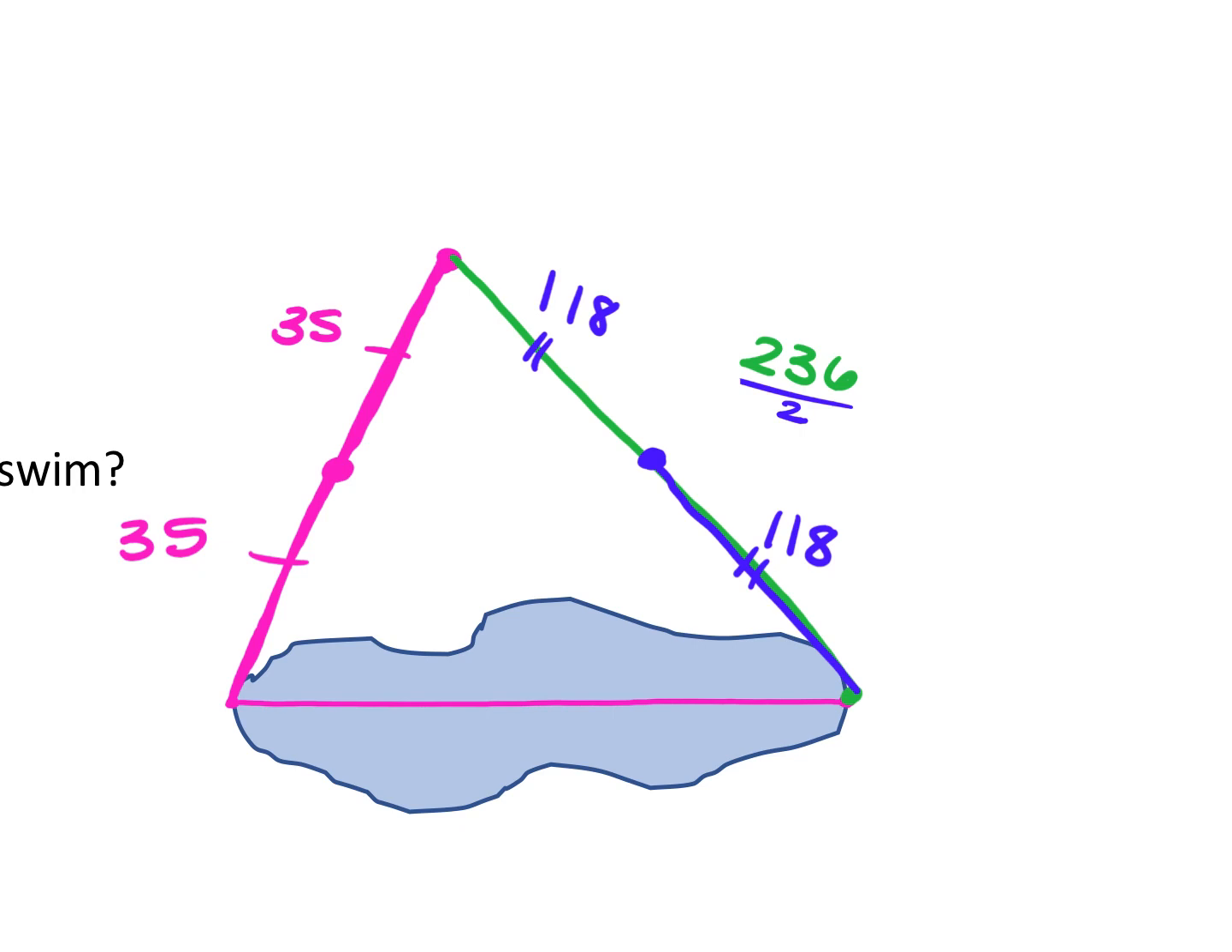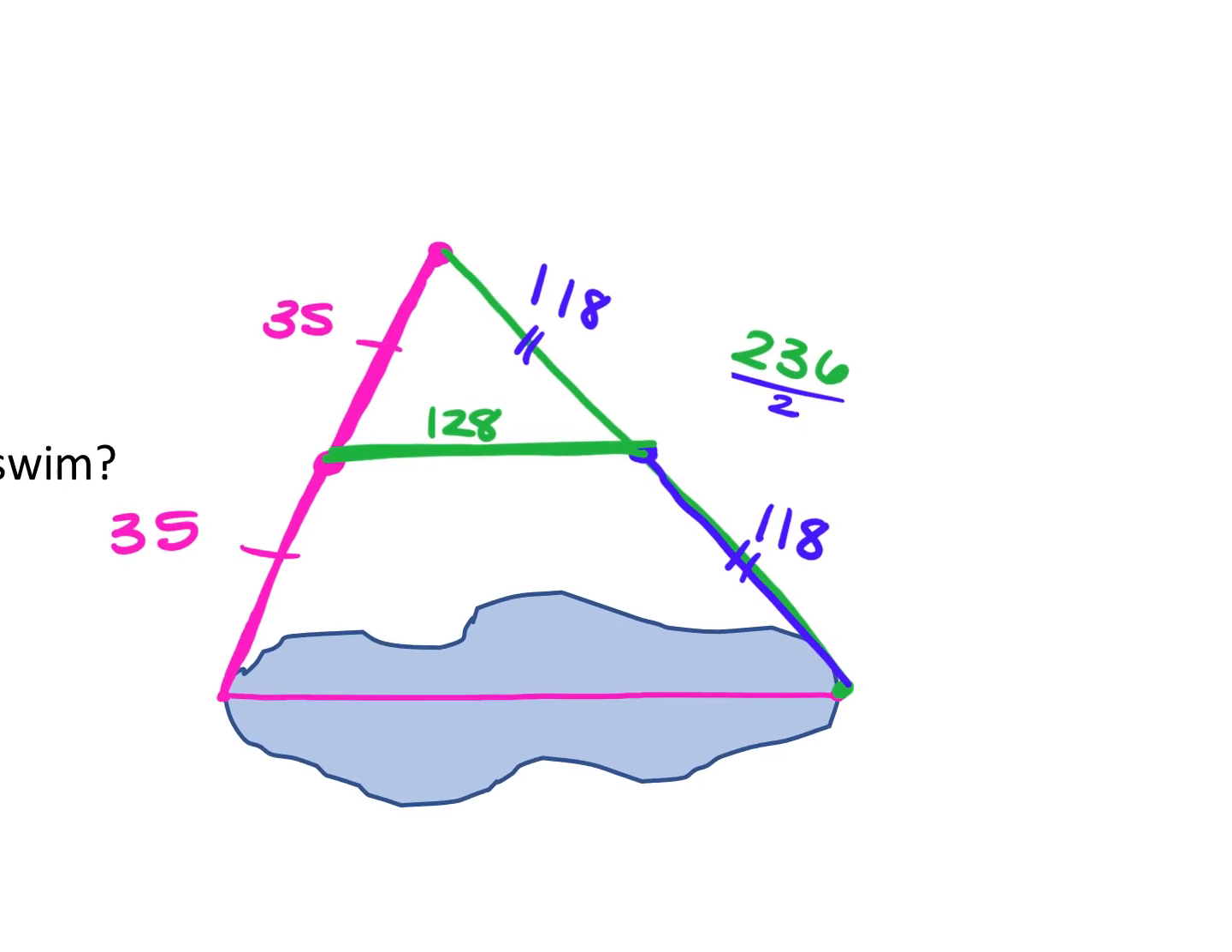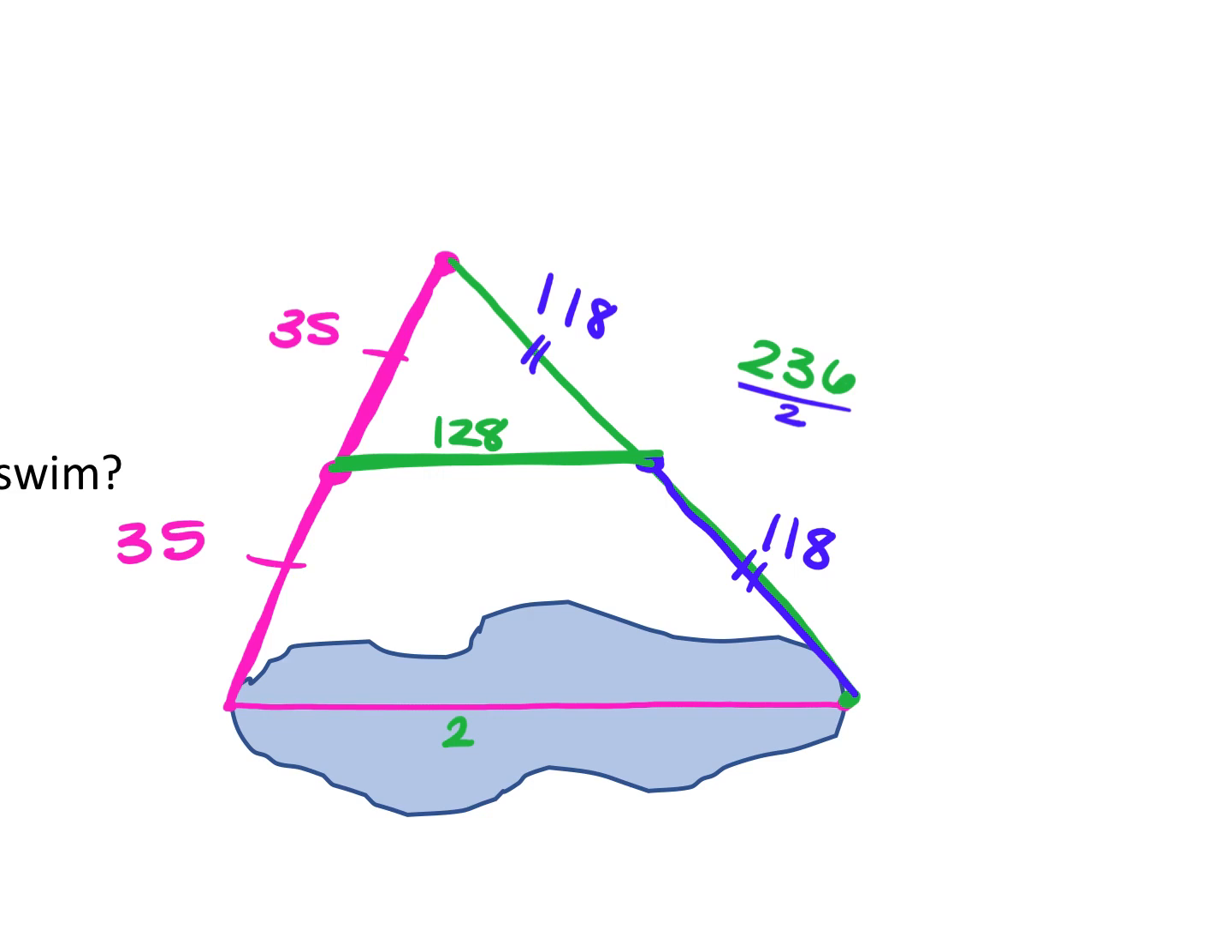Should have you teaching this. If he walks across here, that is a mid-segment, right? So if he walks that off and says, oh, that was 128 paces. So again, not drawn to scale, sorry. Then how far is it across the lake? Double the 128, right? So if we double that, 256.